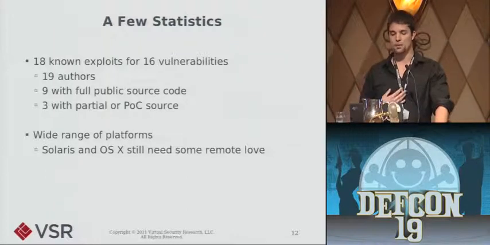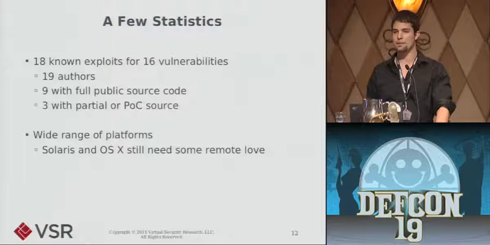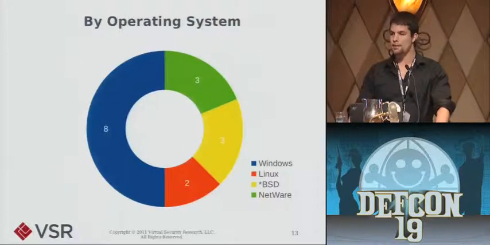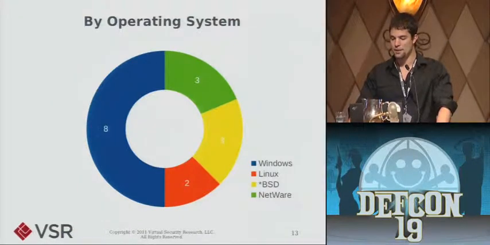And these exploits cover a wide range of platforms. Solaris and OS X have not had any weaponized remote kernel exploits. So that's future work if you're into that sort of thing. Breaking these down by what operating systems they affect, half of the 16 vulnerabilities were in Windows. Only 4 of those were actually in the Windows core components. 3 of them were in various wireless drivers, and 1 was in a Symantec firewall. 3 in NetWare, which I don't think anyone still uses. 3 in various BSDs, and 2 in Linux, one of which was in a third-party driver.